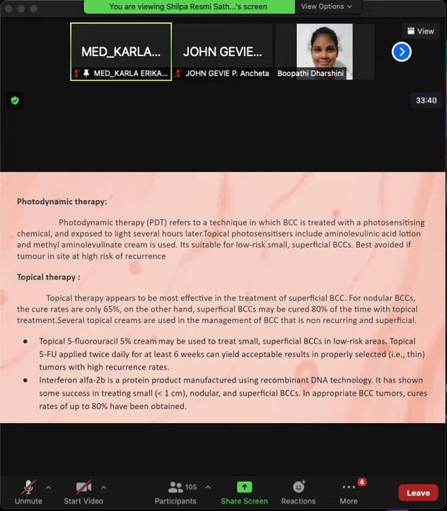Next is Interferon Alpha 2B, a protein product manufactured using recombinant DNA technology. It has shown some success in treating small, less than 1 centimeter, nodular and superficial BCC. In appropriate BCC tumors, cure rates of up to 80% have been obtained. Next slide.